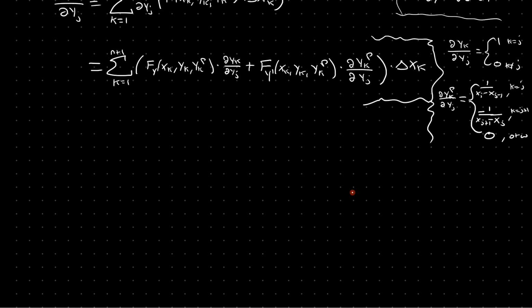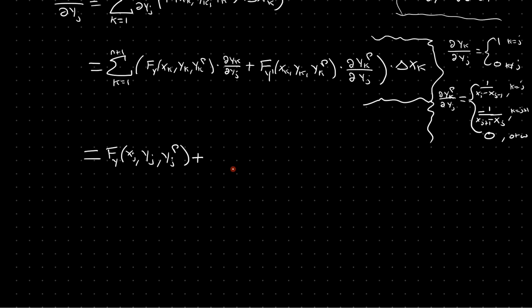So this means the following about this summation. Instead of being a relatively complicated summation, this term right here is going to simplify to just being equal to fy at xj, yj, yjp plus this summation right here, which is only non-zero at two terms. The first when k equals j, and the second when k equals j plus 1.